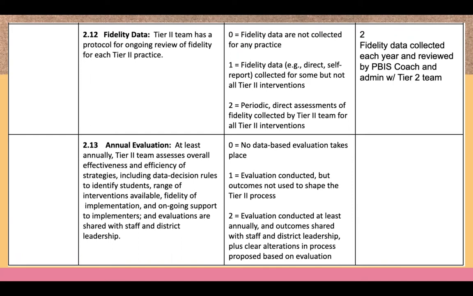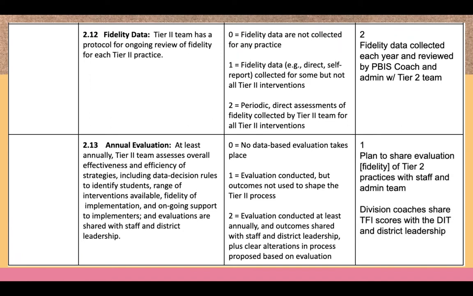Take a moment to review 2.13, annual evaluation and the associated rubric. After a review of this feature, the team indicated a score of 1, as they noted that they plan to still share the fidelity of Tier 2 practices with staff and the admin team. PBIS division coaches also discussed with the team that all school TFI scores are shared with the PBIS division implementation team, as well as division leadership.